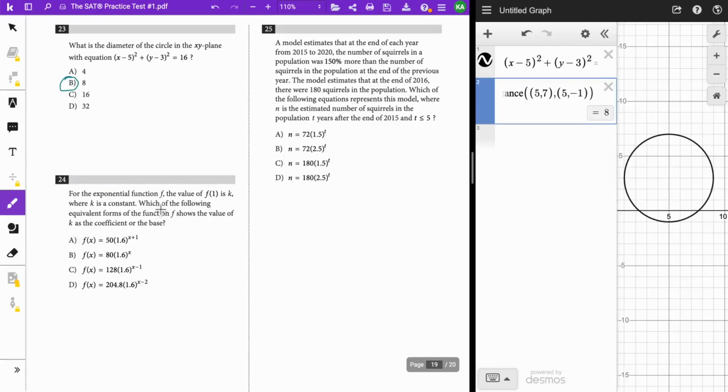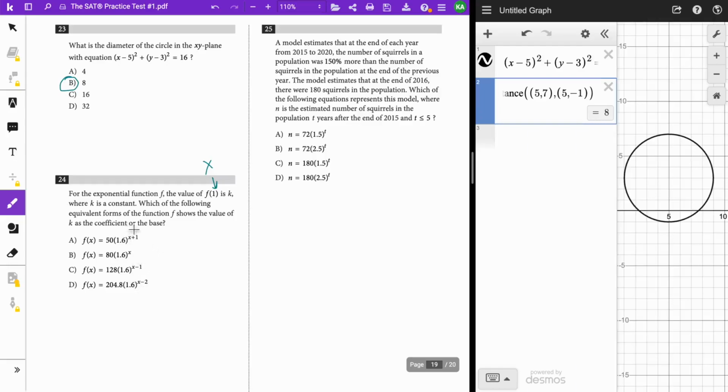24. For an exponential function f, the value of f of 1 is k, where k is a constant. Which of the following equivalent forms of the function f shows the value of k as the coefficient or the base? I'm going to say that I'm a little bit confused on this one, so don't worry if you are as well. Let's think about it for a second. Okay, so if it says f of 1, this value 1 is the x value, right? That's the number we plug into the function. So if we take 1 and we plug it into each of these answers, that's going to give us some information.